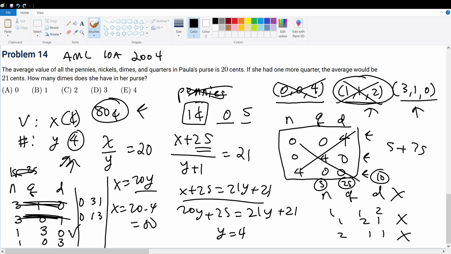But let's see if the rest are actually true or not, because if the rest are false, then this will be our answer. 1, 0, 3, that's obviously under, so this will not be a case. 0, 3, 1, that'll be just over by 5 cents, so this will be wrong. And this one is obviously under as well. So indeed, we do have the case of 1, 3, 0 being our winner combination, with 1 nickel, 3 quarters, and 0 dimes. Hence, she would have answer choice A, 0 dimes in her purse.